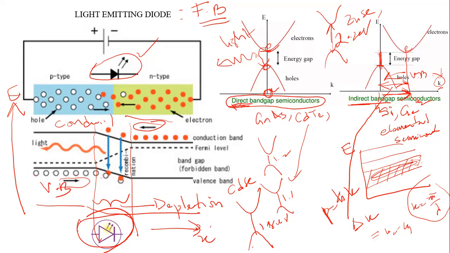Depending on the choice of your semiconductor, whether you are choosing gallium arsenide, cadmium telluride, cadmium selenide, or any other compound semiconductors which have a direct band gap, you can have a diode which will emit light radiation, the color of your choice.